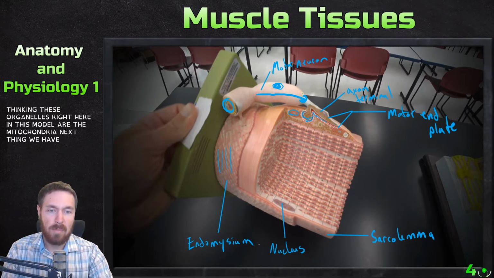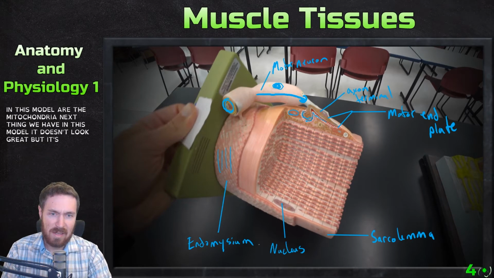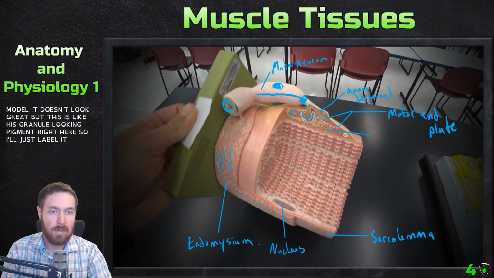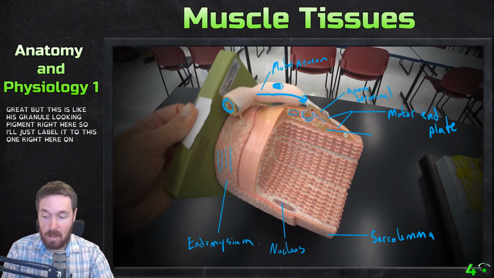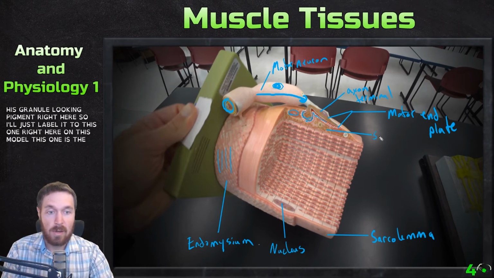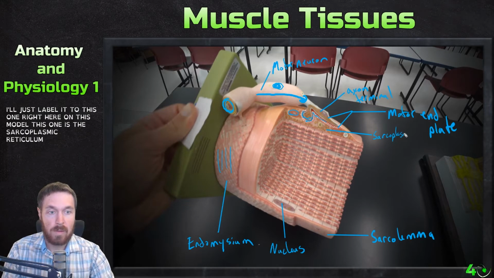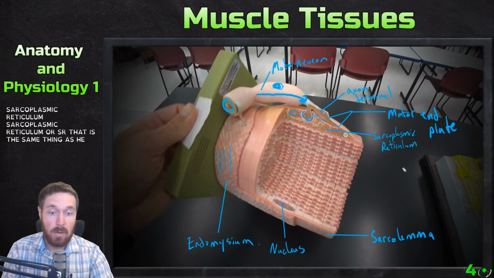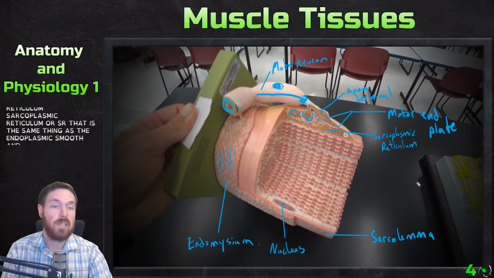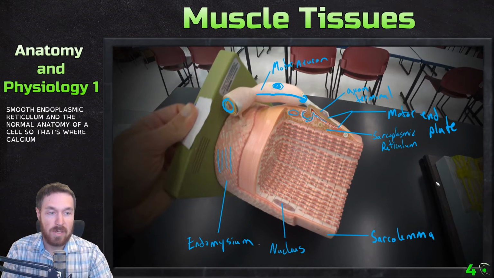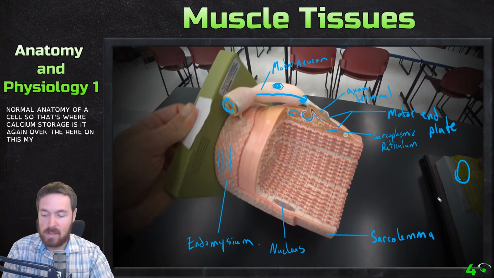Next thing we have in this model, it doesn't look great, but it's this granule looking pigment right here. So I'll just label it to this one right here. On this model, this one is the sarcoplasmic reticulum, or SR. Now this is the same thing as the smooth endoplasmic reticulum in the normal anatomy of a cell, so that's where calcium storage is. And again, over here on this model, we'll see it much better.